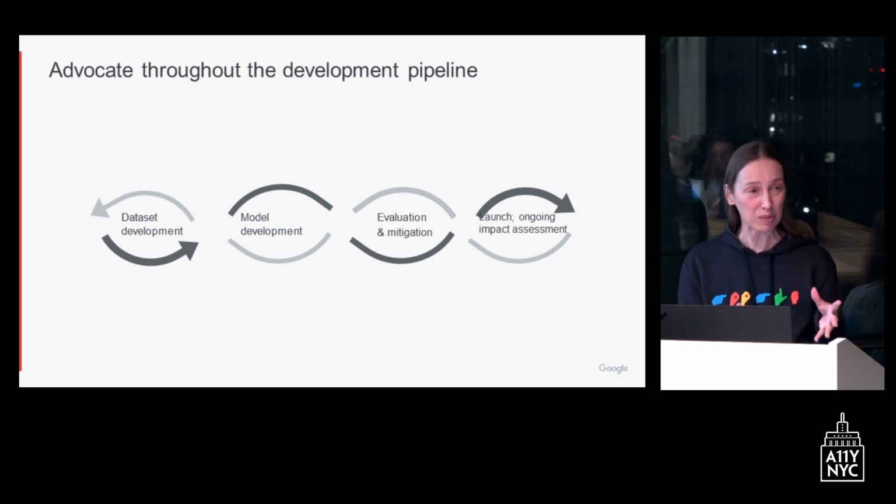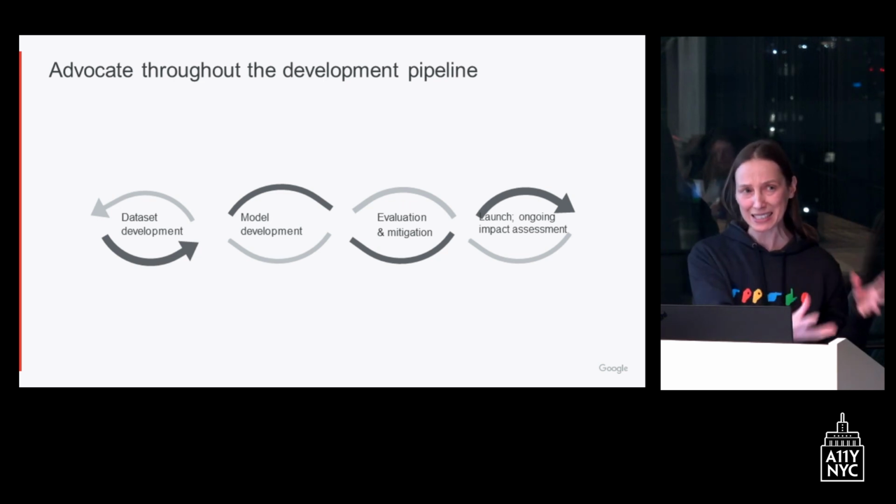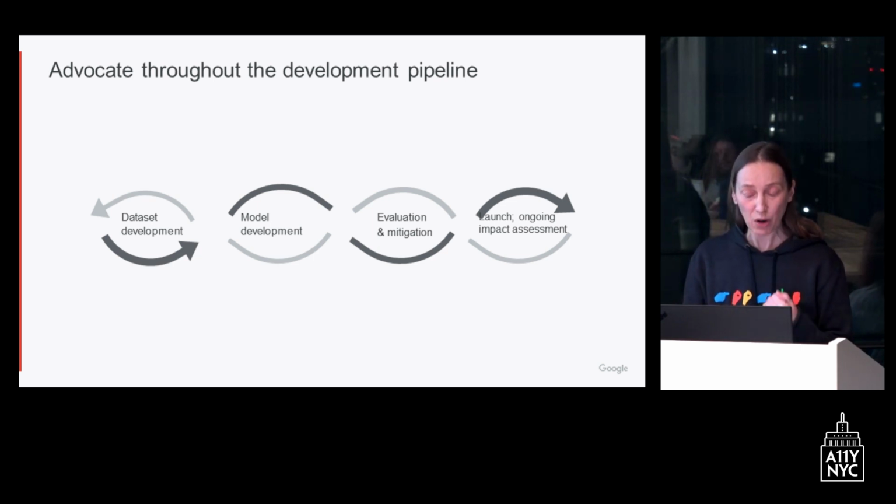So if it's dataset development, we can ask questions about the diversity of the data. We can push for more diversity. If it's model development, we can ask, how is this data being translated into input for the model? And how is the performance of the model being measured? And then in model evaluation, how well does that model meet accessibility use cases might be a question that nobody else has asked so far. And then when the new application is launched, we can advocate for feedback channels with people with disabilities.